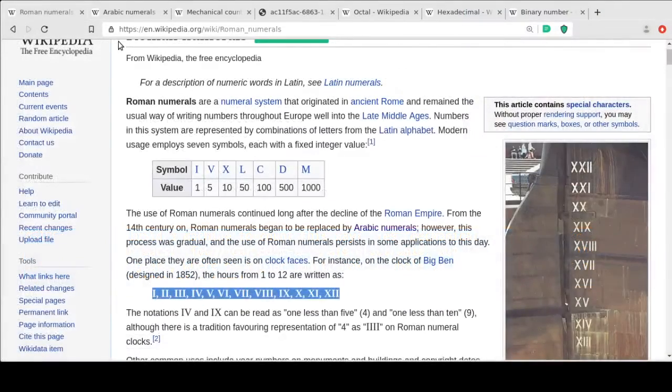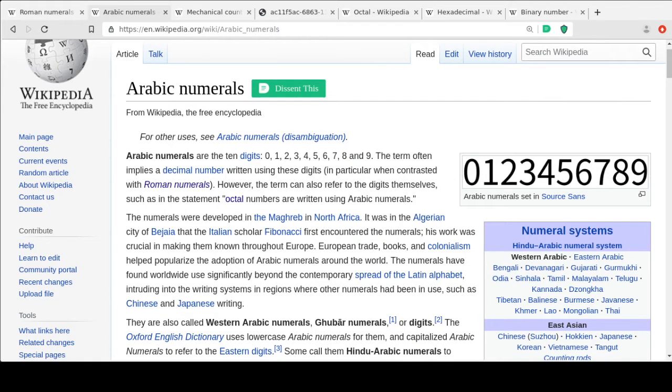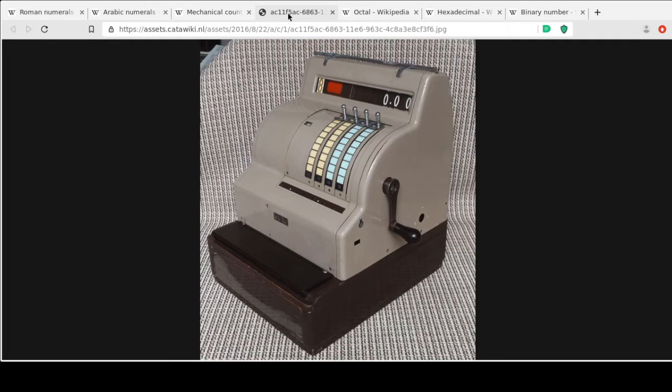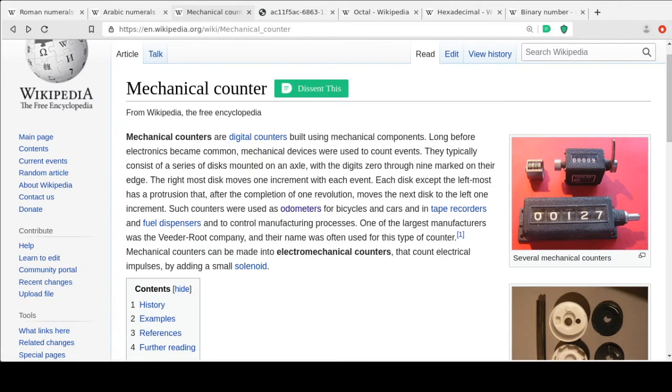Let me just mention, here's the wiki page for Arabic numerals if you want to know more about Arabic numerals. But I pretty much covered everything we need to know. I just wanted to point that out. Oh, sorry, I skipped one. There we go. Mechanical counters.